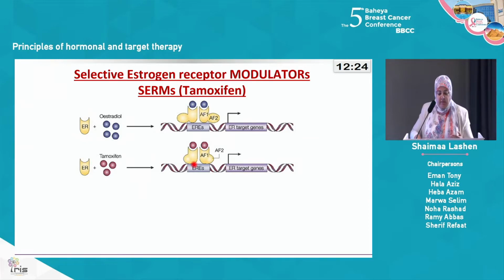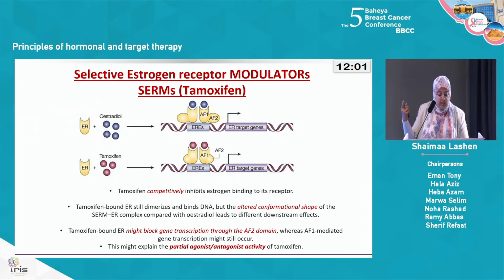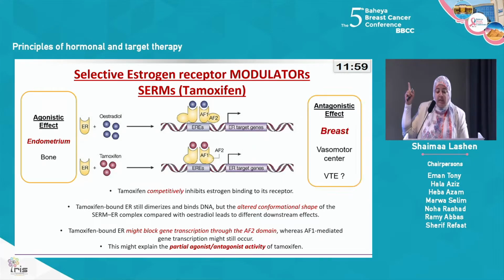Tamoxifen بيمسك في الريسبتور. الحقيقه التاموكسين مش بينهبت الريسبتور, عشان كده هو اسمه SERM selective estrogen receptor modulator, لان هو بيمسك في الريسبتور والريسبتور بيدايمرايز and it continues its pathway بس only blocking the AF2 function of the receptor, بينما ال AF1 function شغال. يعني هو ليه agonistic part و antagonistic action. Okay, and this is very important to understand لانه side effects والactions كلها معتمده على الحته دي.